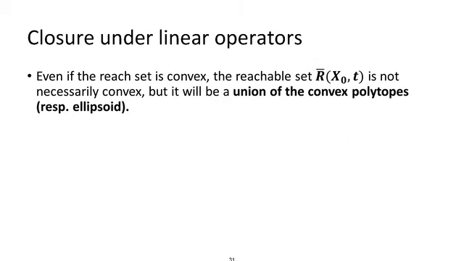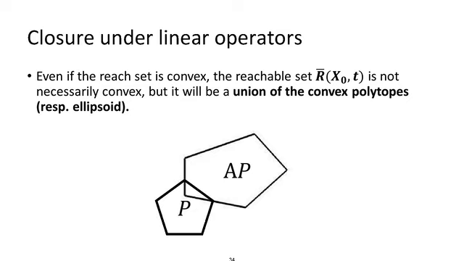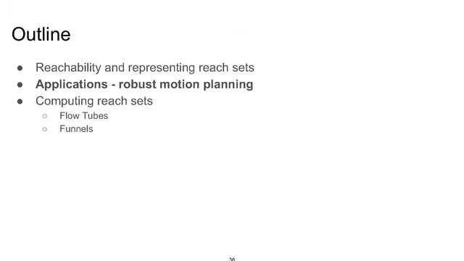Just take a step. Okay, and so even though the reach sets will be convex, the reachable set might not be convex, but it will always be a union of convex polytopes or ellipsoids. For example, let's say in the previous example, we started here. Then after one time step, we were here. So these are two things, and then our reachable set is the union of both of them. And this is clearly not convex, but it is a union of convex polytopes. So we can represent everything with the union.